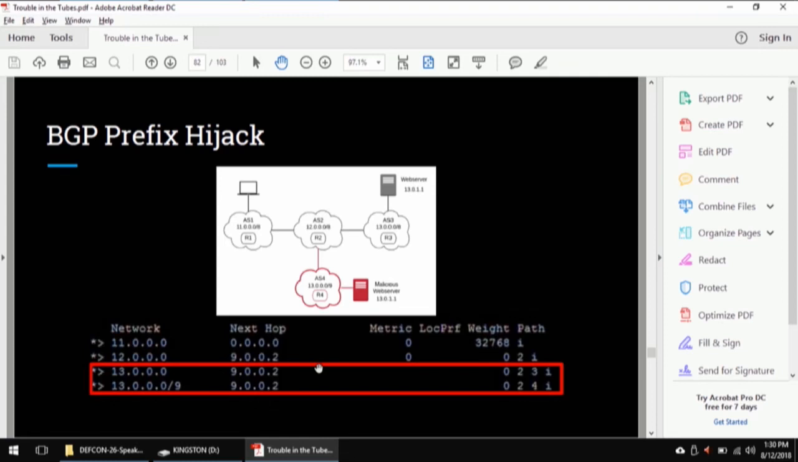Now, it's not the most exciting attack, and the reason for that is that everything worked the way it's supposed to. Somebody advertised a better way to get to an IP prefix, so everyone took it. So without defenses, this is the correct operation.